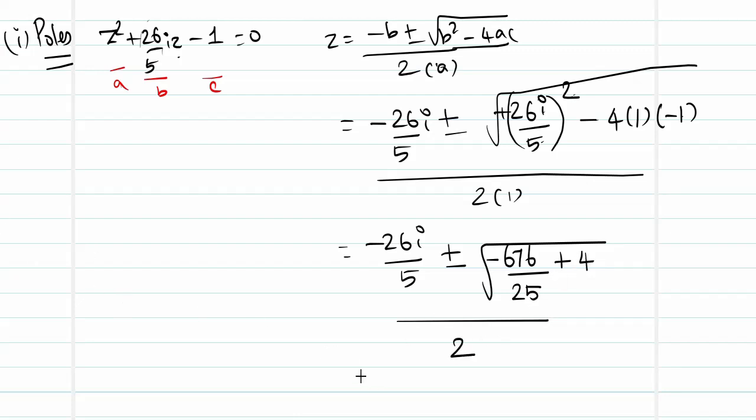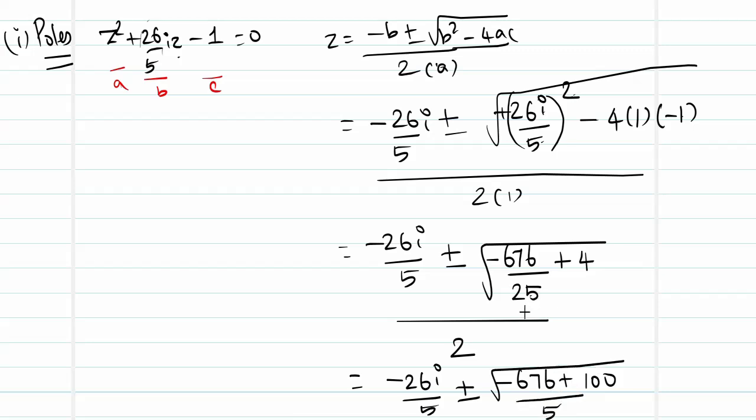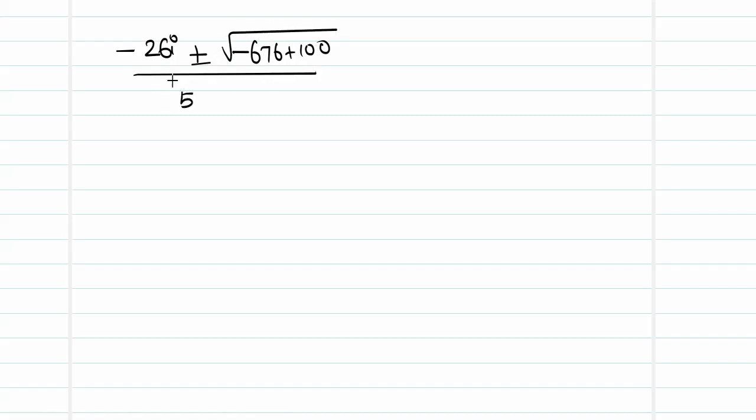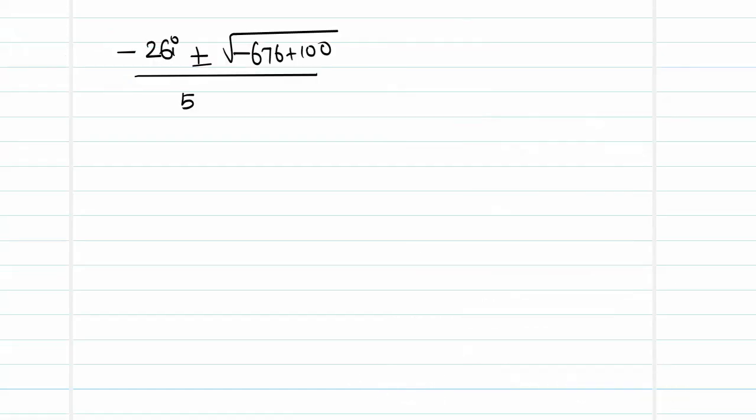Let me take the LCM, in which case this is going to be minus 26i by 5 plus or minus 676 plus 5 into 25 makes it as 100, the whole square root divided by, when this 25 comes outside the square root it becomes as 5, the whole thing divided by 2. Let me simplify this furthermore. So this becomes minus 26i plus or minus 676 plus 100, the whole square root divided by 5 comes to the denominator from over here, and already there is a 2, so that gets to be equal to 10. So minus 26i plus or minus, this makes it as minus 576, the whole square root divided by 10.